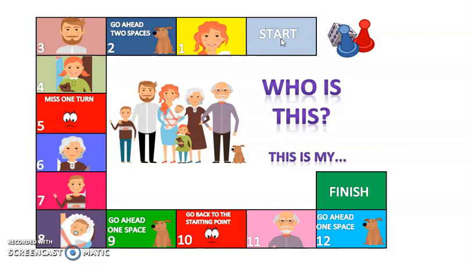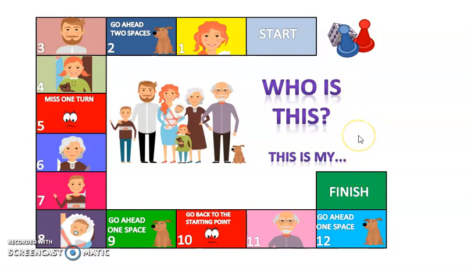There are some spaces that will tell the players what to do next. Here, for example, in space number 2, the player can advance 2 spots. In space number 9 and 12, the player can advance 1 spot. In space number 5, the player misses 1 turn. And in space number 10, the player needs to go back to the starting point of the game. Once one of the players gets to the finish spot, the game ends.